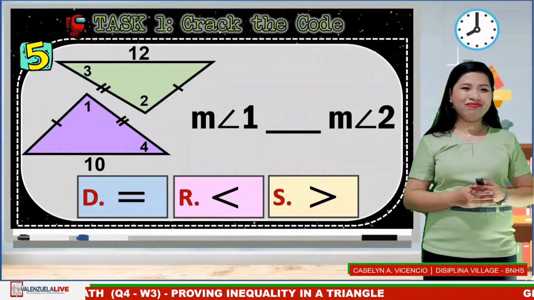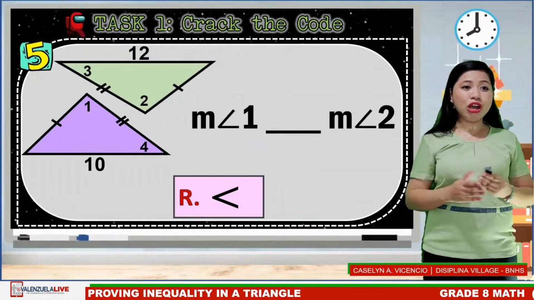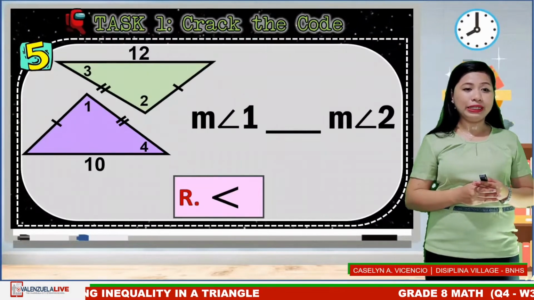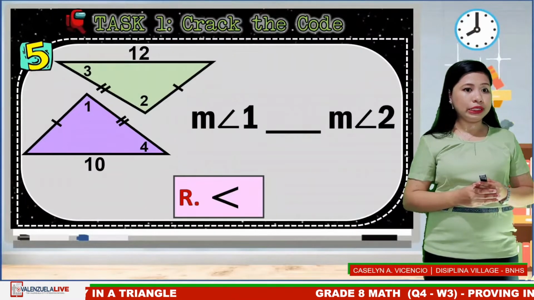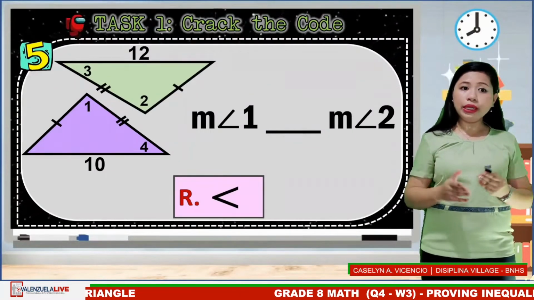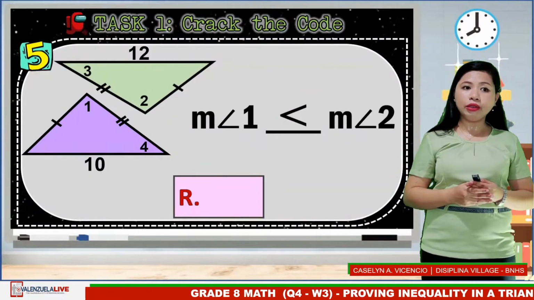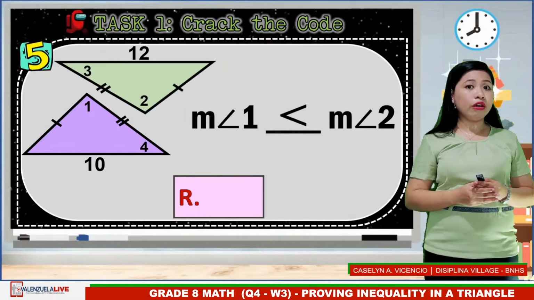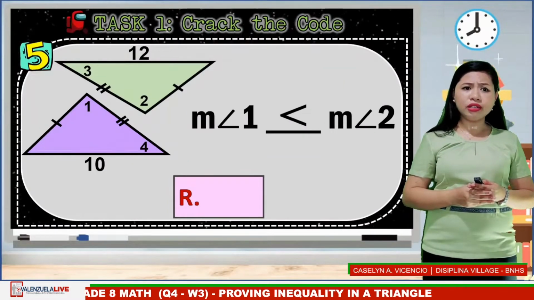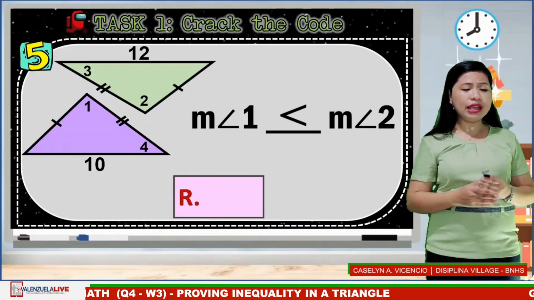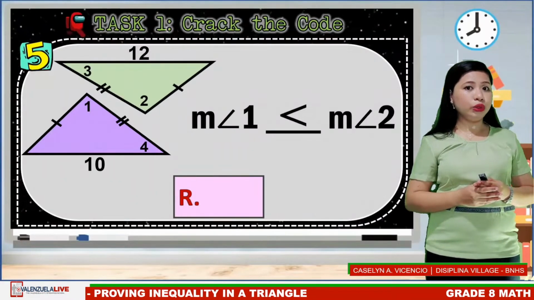If you typed R, you are great. The measure of the opposite side of angle 1 is 10, and the measure of the opposite side of angle 2 is 12. Thus, we can conclude that the measure of angle 1 is less than the measure of angle 2 because of the converse of the hinge theorem. It states that if two triangles have two sets of congruent sides, then the one with the longer third side has the larger included angle.